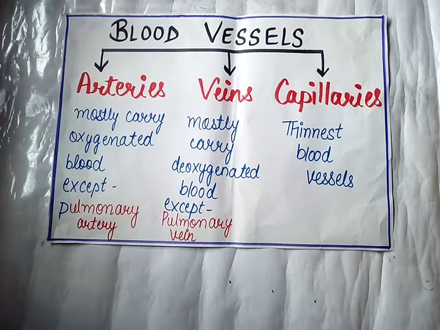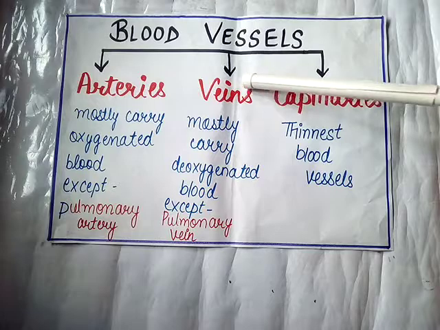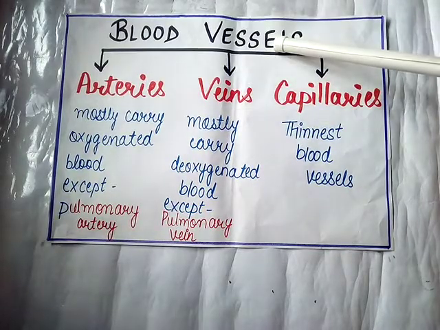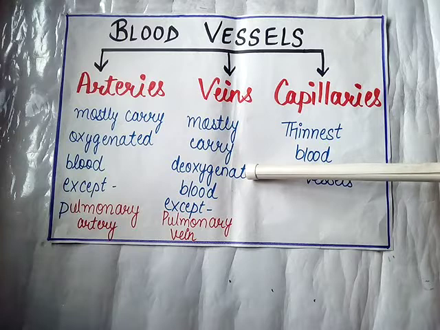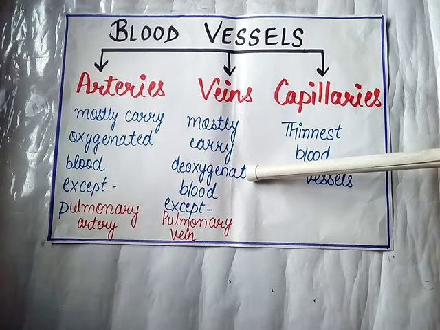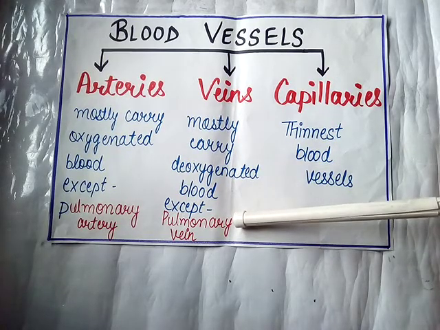The second type of blood vessels is veins. So veins mostly carry deoxygenated blood, that is your impure blood, from all parts of the body and pour it into the heart, except the pulmonary vein.